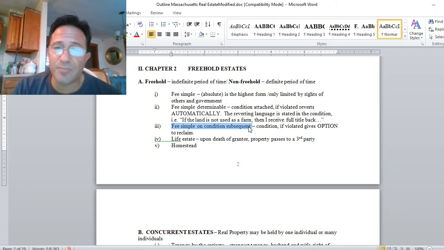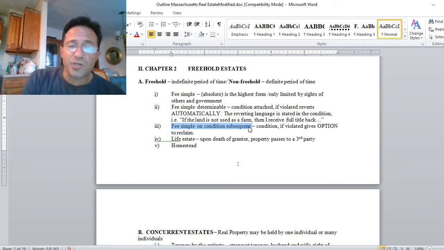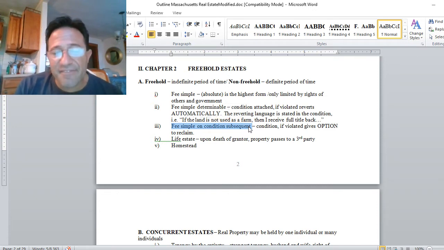But if I never take that option, if I never take that action against you, you'll still hold title and you can use the property as a bar. That's the difference between a fee simple determinable. The result is determined by me, is the way you can remember this, as opposed to a fee simple on a condition subsequent. Okay? We'll talk about this more as we go. If you have questions, just bring it up as the class goes on.